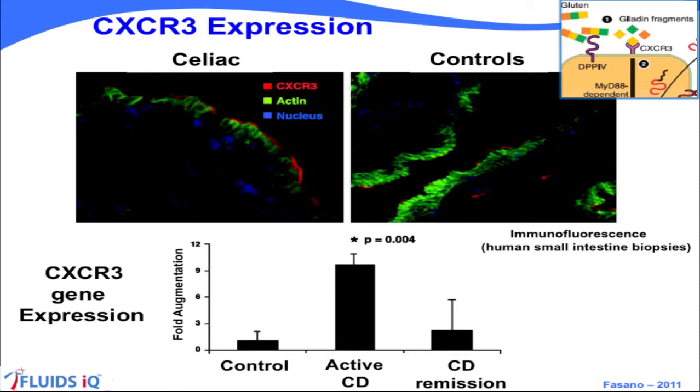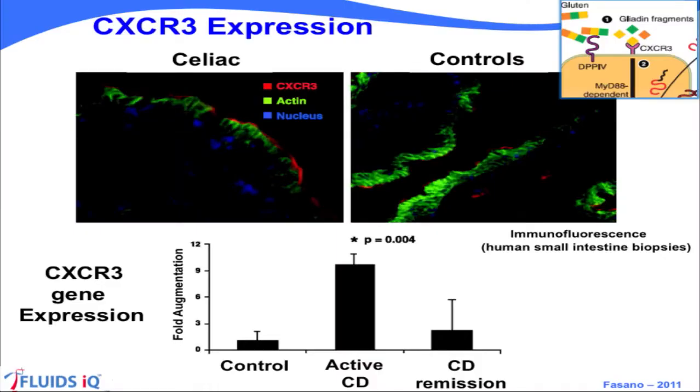If you want to take a look at the actual expression of these CXCR3 receptors, here is another one of the slides from that 2011 paper in which you see the red area on the left on the surface of the cells. This is a human small intestinal biopsy, and you can see that relative to the controls, there are a lot more CXCR3 receptors. The gene expression for that, which you can see on the bottom, shows you that in active celiac disease, that's what the CD stands for, you have much greater gene expression than you have with the controls.